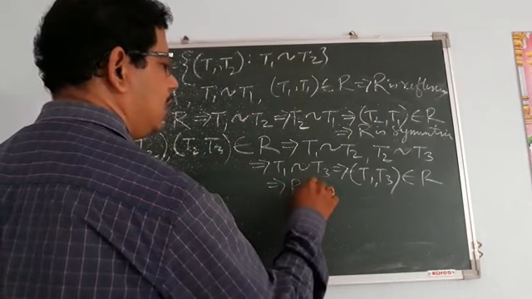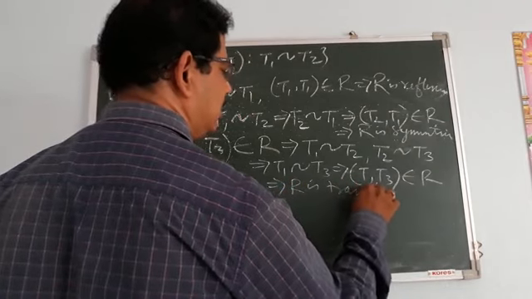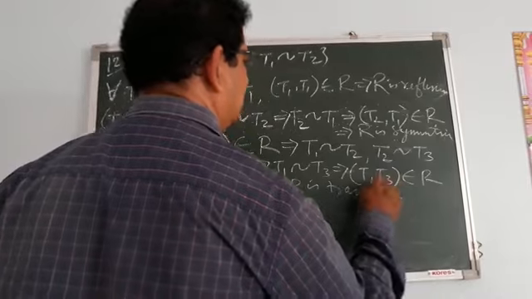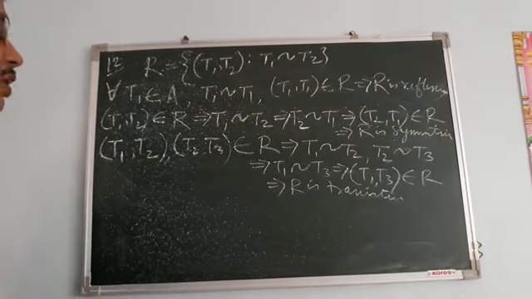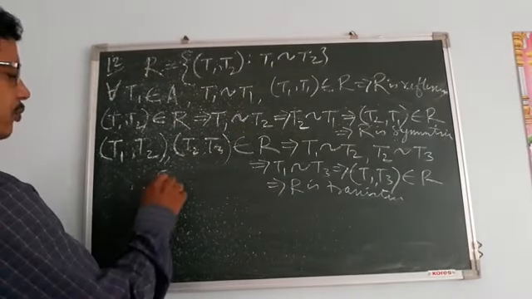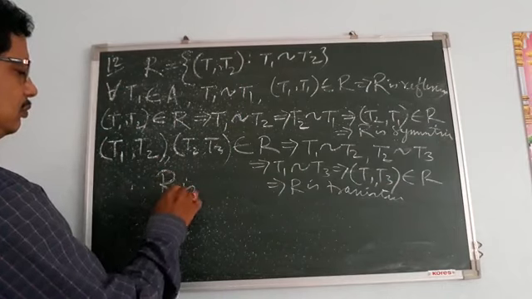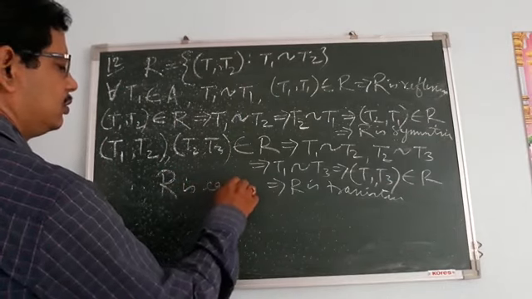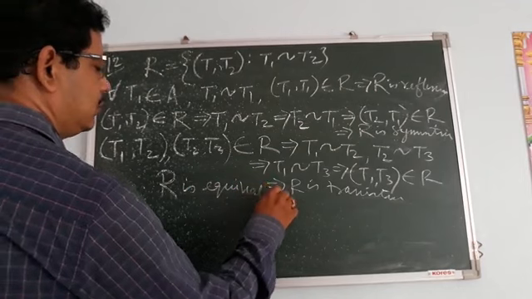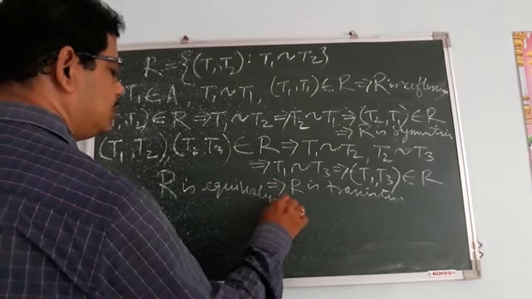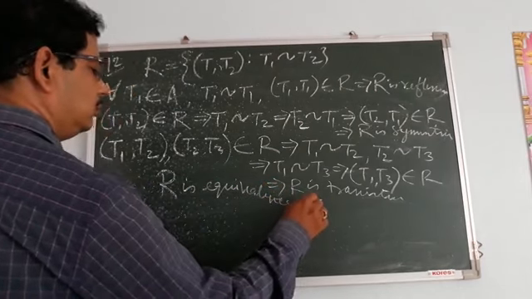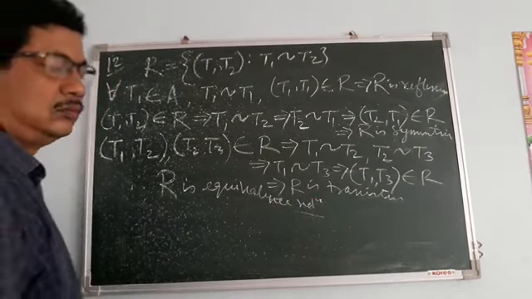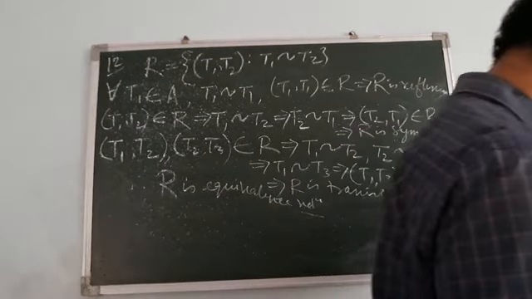Implies R is transitive. So R is reflexive, symmetric, transitive. Therefore R is an equivalence relation. So we have proved this is an equivalence relation.